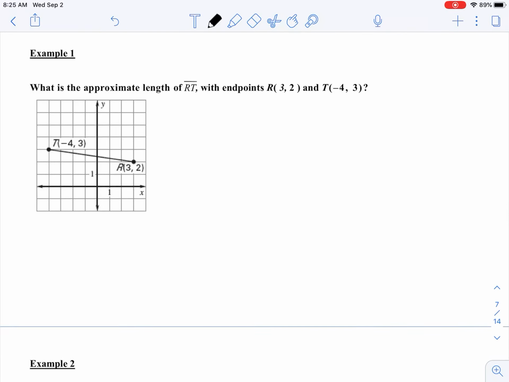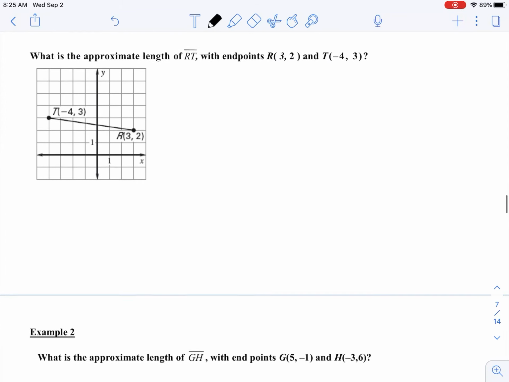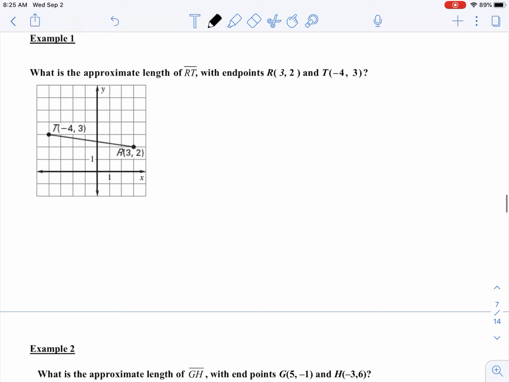So we're going to try to take that for our first example. Now I'm going to try to show you two different ways. Let me scroll down. I'm going to show you two different ways for this one. One using straight up the distance formula, another using the Pythagorean theorem, which is really the same method we talked about, just different ways to approach the problem. So it wants the approximate length of RT. So they want the distance from point R to point T.